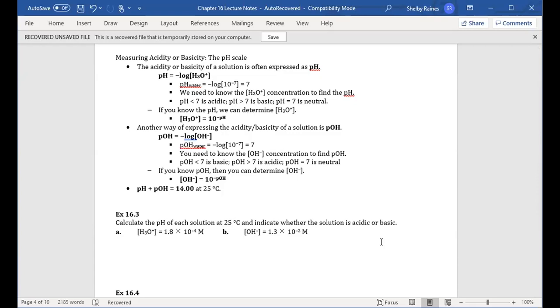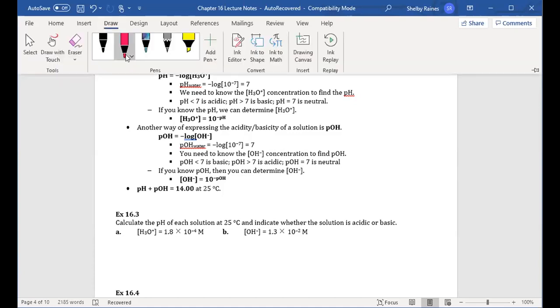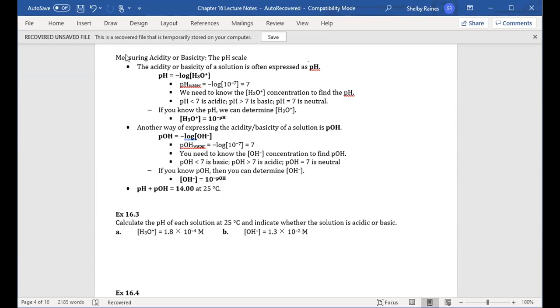So how do we get this pH? Well, all you do is you say the negative log of your hydrogen concentration. So the P basically means take the negative log, okay? So this means take the negative log of whatever I have listed here. So negative log of hydrogen concentration. Another way we could express acidity or basicity is pOH. Same thing. The P means take the negative log of your OH concentration.